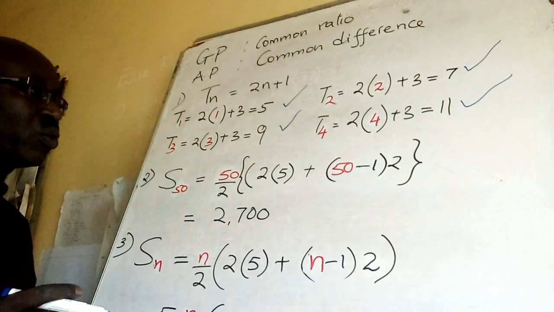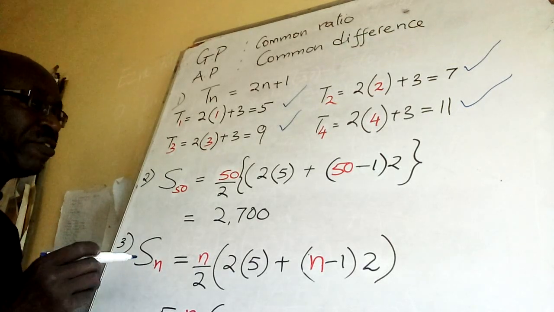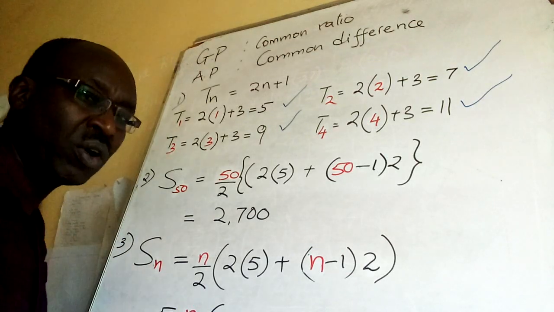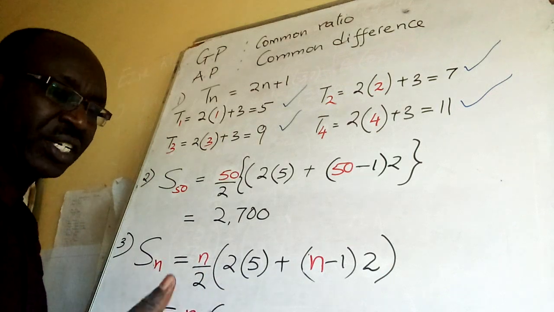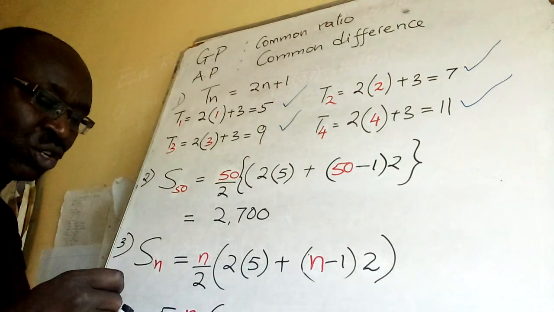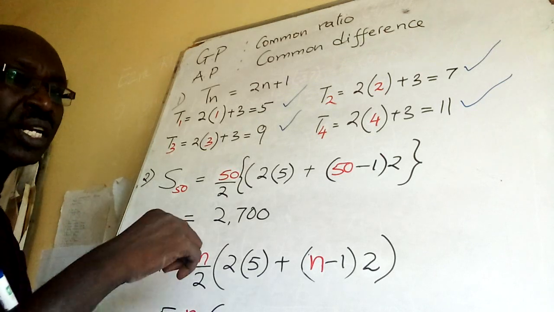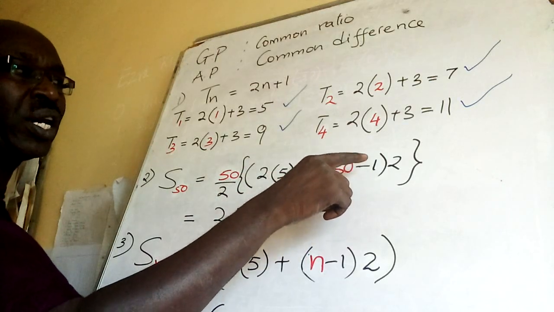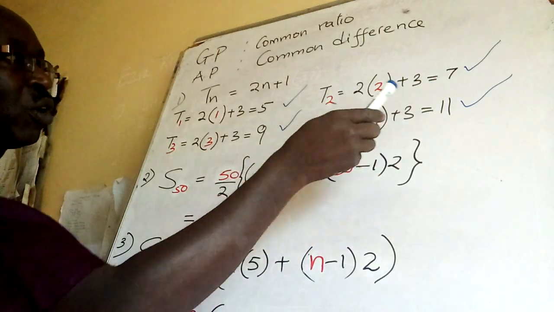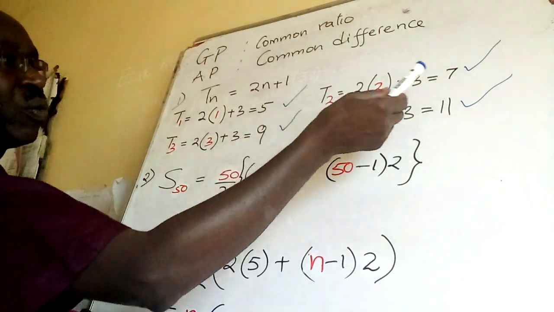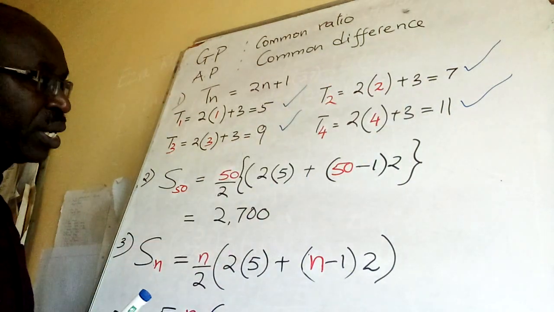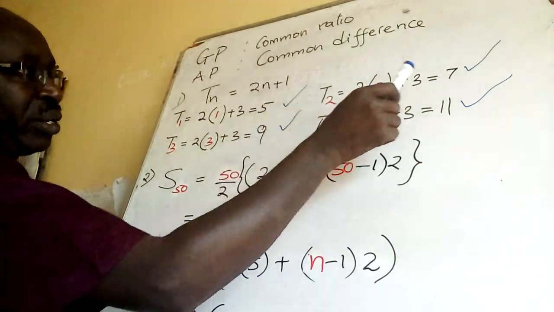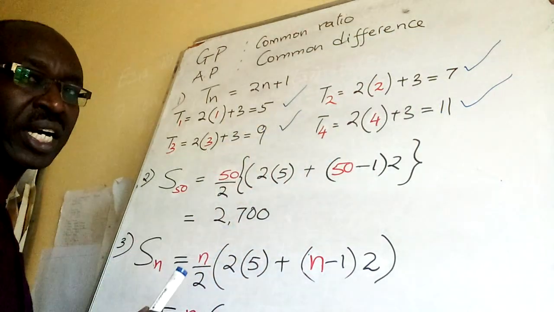The second part of that question is asking us to find the sum of the first 50 terms. So we now use the formula in the table. The sum of the first 50 terms is given by n over 2, in bracket 2 times a plus n minus 1 in bracket times d. From our AP up here, we see it is an AP characterized by common difference. 7 minus 5 is 2, 9 minus 7 is 2, 11 minus 9 is 2.